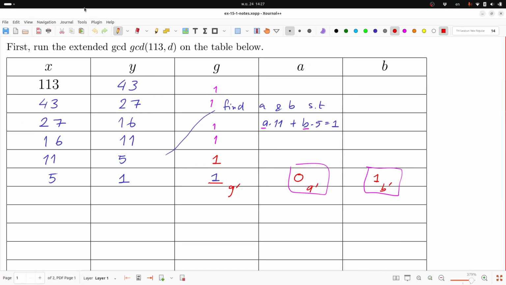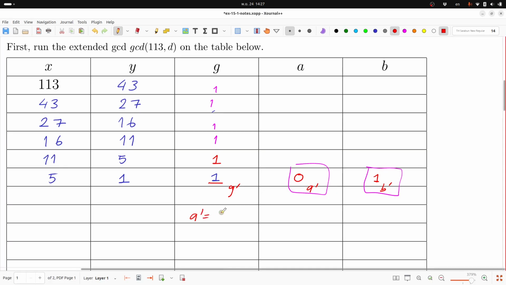So let me write the formula here. So a prime is going to be, a is going to be equal to b prime. B is going to be a prime minus x over y. Okay. So now, in this row, a is going to be b prime. So a is going to be 1. When you look at this row, this is a, b, and this is a prime, this is b prime, okay? So a is going to be b prime, so this is going to be 1.